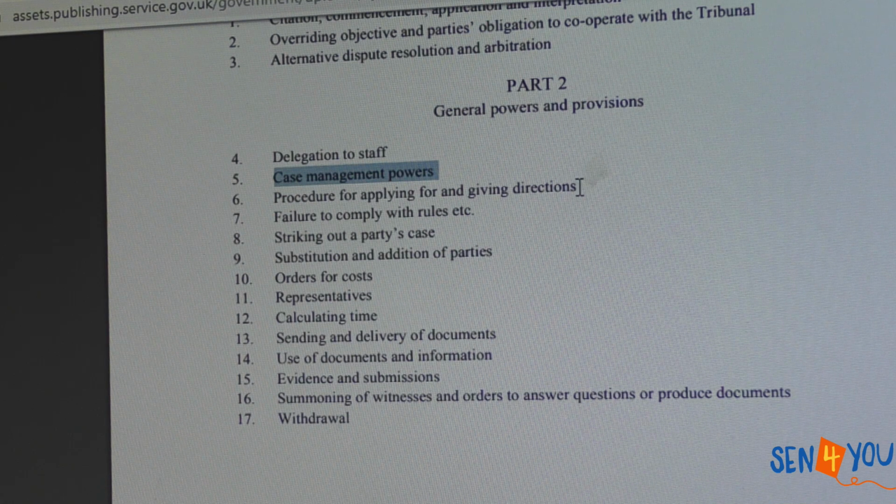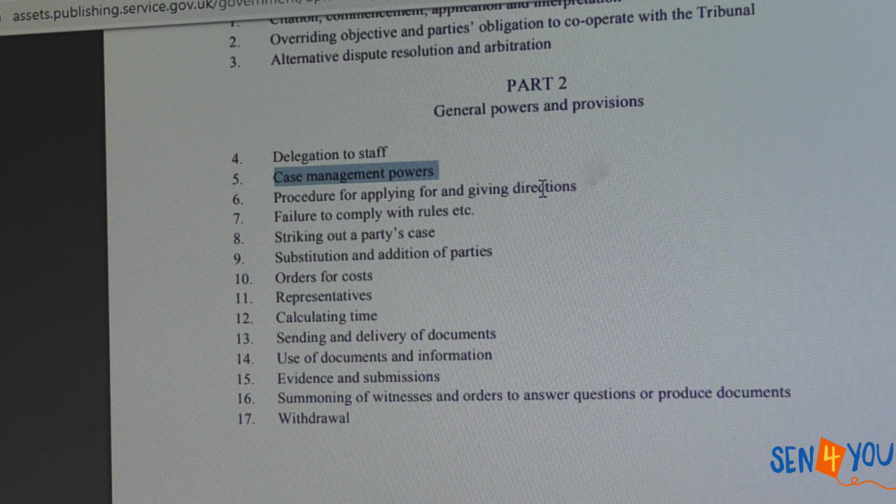So directions, just to understand what a direction is: when you register an appeal, the tribunal issues what's called standard directions. Those standard directions tell you when you can expect to receive a response to the appeal from the local authority and when both parties have to file their evidence and things like attendance forms and, if necessary, the changes that are being sought to the actual education, health and care plan through what's called the working document process.